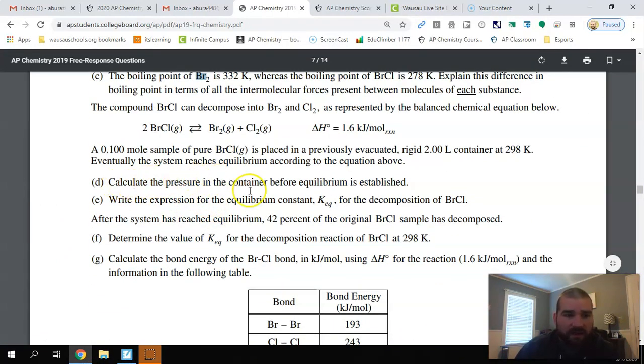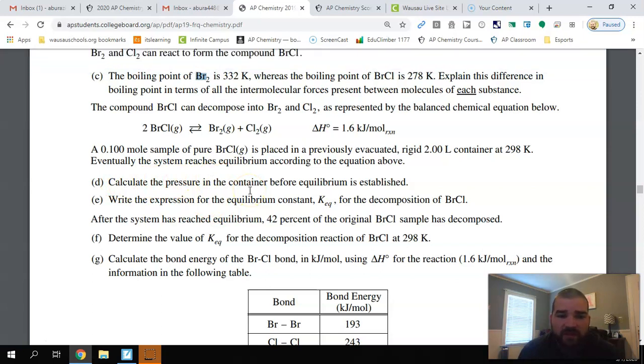Okay, D, calculate the pressure in the container before equilibrium is established. So we have this equilibrium here. We're decomposing the BrCl now into the two individual diatomic molecules. We have an enthalpy, which we'll deal with later, but they're asking us if 0.1 moles of the sample is placed in a previously evacuated rigid 2-liter container at 298 Kelvin, eventually the system reaches equilibrium, calculate the pressure.